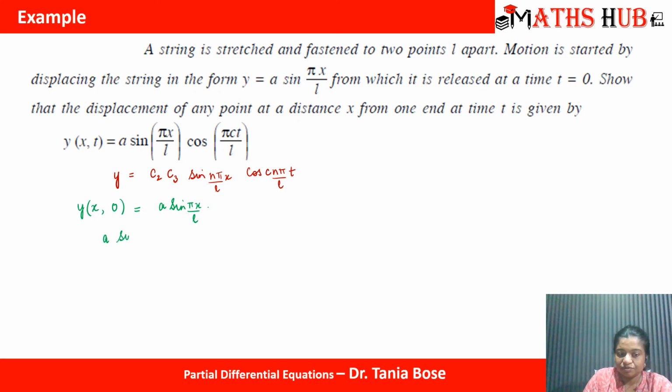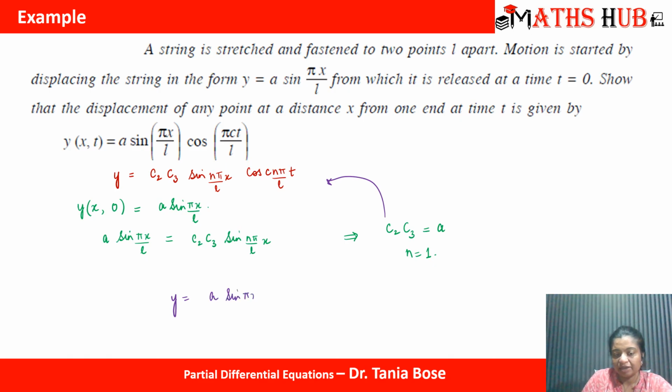So we have A into sine pi x by L is equal to, putting t equal to 0, sine n pi by L into x. T is 0, so this term becomes 1. Now when you compare the coefficients on both sides, what will you get? You will get that C2 into C3 is equal to A, and when you compare the sine, you will get n equal to 1. So put these values in y. So y turns out to be A sine pi x by L cos C pi by L t, right? So are we getting this displacement as required in the question?